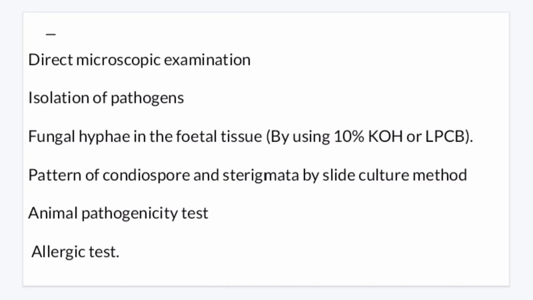Coming to the methods of diagnosis, there is direct microscopic examination, where a wet mount preparation of the sputum, nasal discharge, milk, uterine discharge or stomach contents is taken and observed under the microscope. The diagnosis can be confirmed by isolation of the pathogen from the stomach contents of the aborted fetus and the placenta, and demonstration of fungal hyphae in the fetal tissue is also very helpful. Demonstration of the pattern of the conidiophore and sterigmata by slide culture method is also important. For the animal pathogenicity test, we can inoculate the species into other lab animals and observe the lesions, and we can also perform some allergic tests.